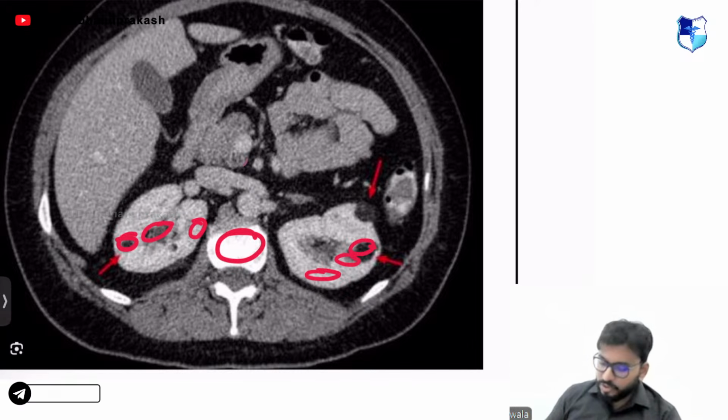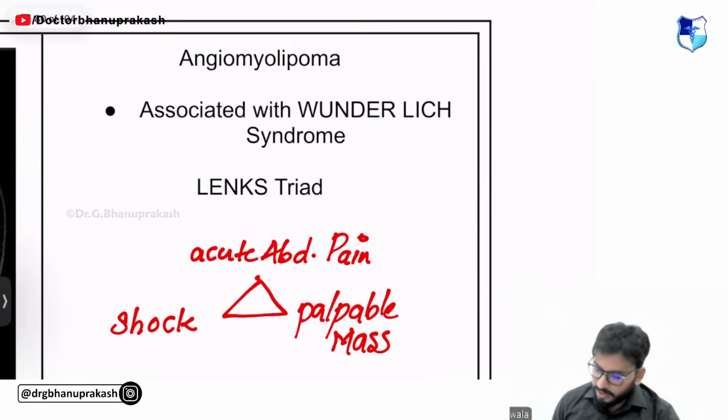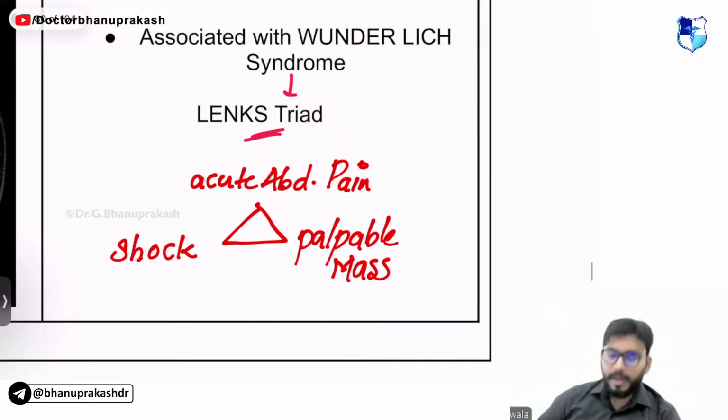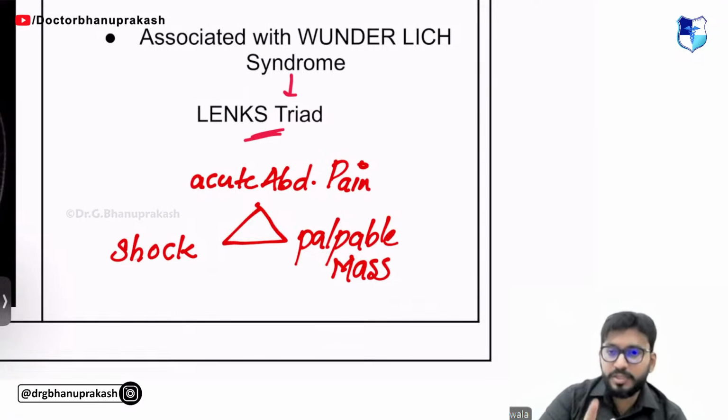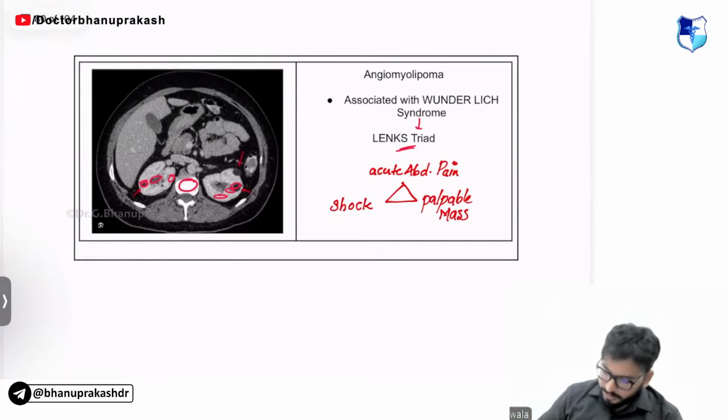Angiomyolipoma is associated with a syndrome known as Wunderlich syndrome. I've written it for you guys. Wunderlich syndrome shows the Lenz triad, which is acute abdominal pain, shock, and palpable mass. This is a very important question from a surgery point of view, guys. It has been asked once.